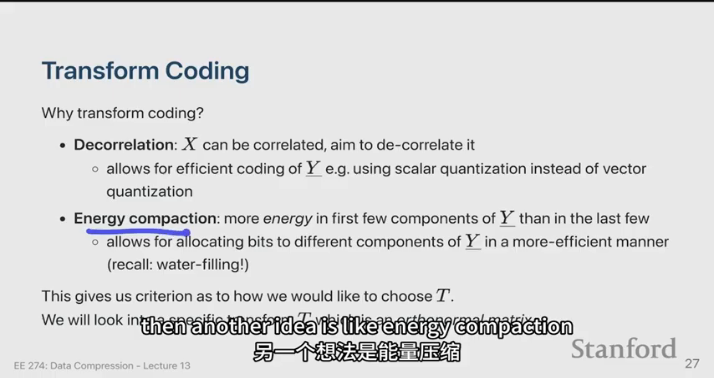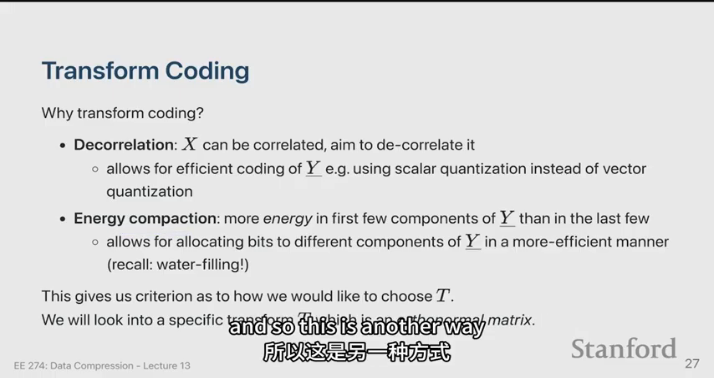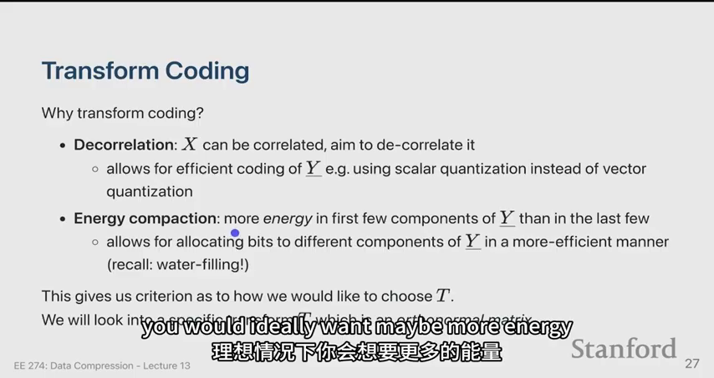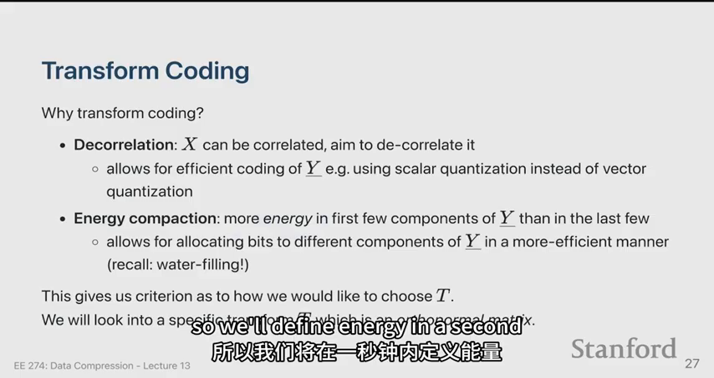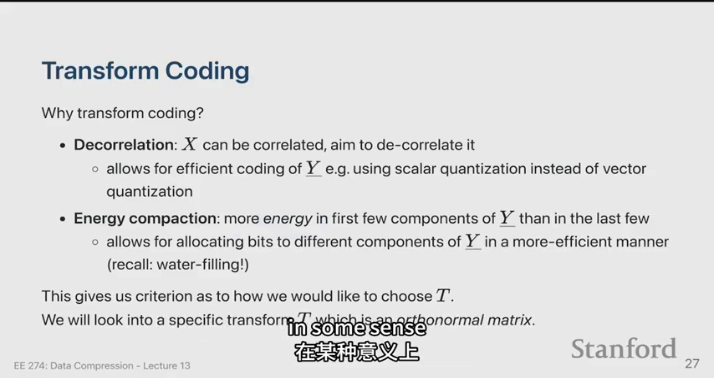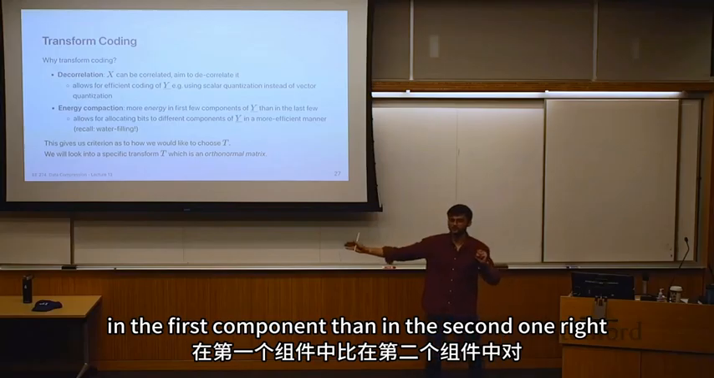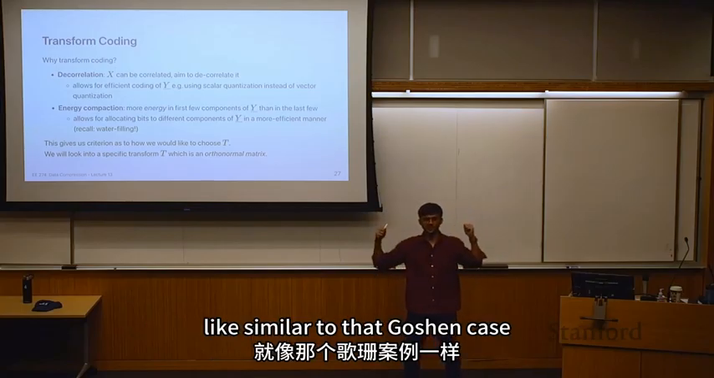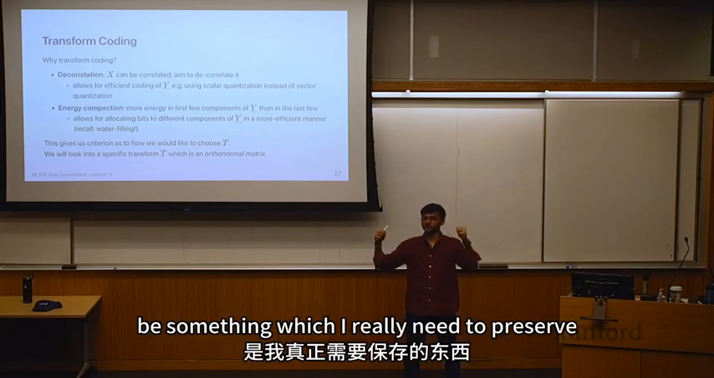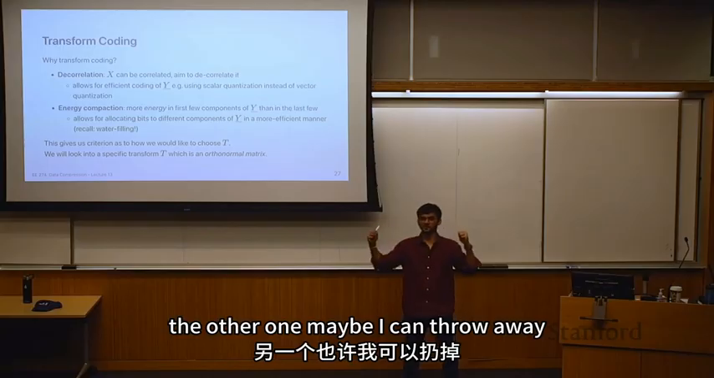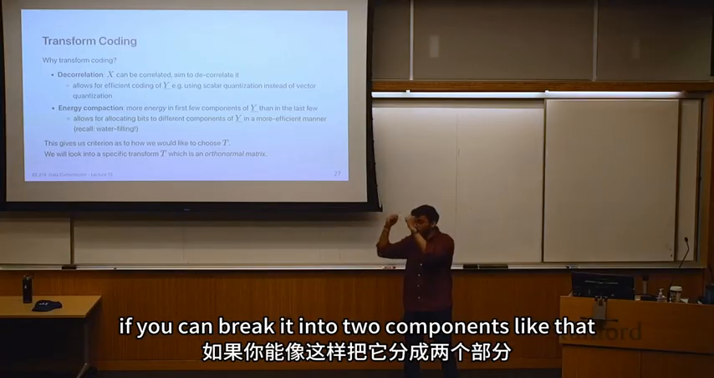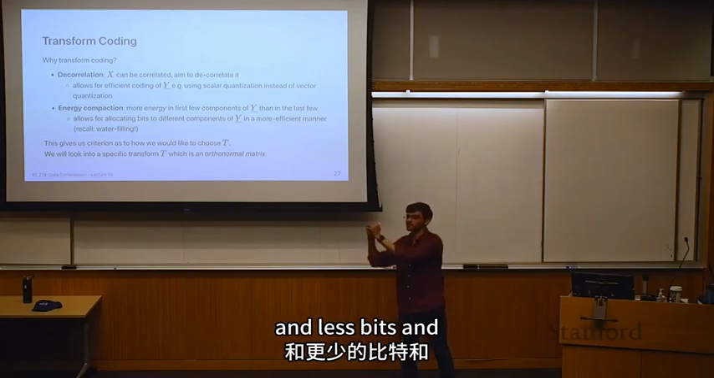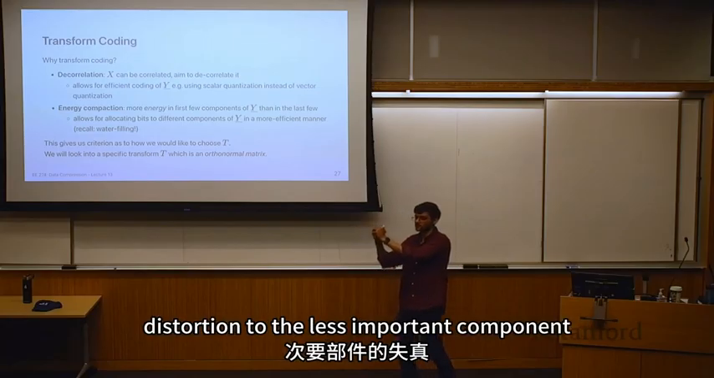And then another idea is energy compaction. This is another way of saying the variance idea really. We'll define energy in a second. But basically you want more information in some sense in the first component than in the second one. You can think of it as, if I'm breaking my thing into two components, similar to that Gaussian case, I want one component to be something which I really need to preserve, and the other one maybe I can throw away. If you can break it into two components like that, you can allocate more bits and distortion to the more important component and fewer bits and distortion to the less important component.